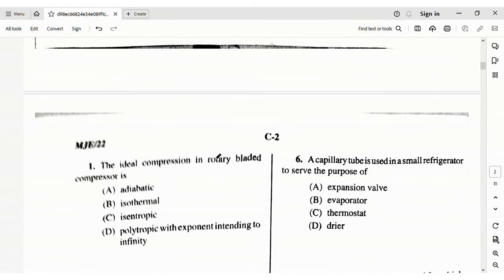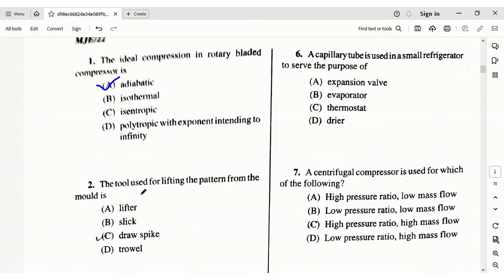The ideal compression in a rotary blade compressor is, the answer will be adiabatic. Question number 2. The tool used for lifting the pattern from the mold. So here the draw spike is the tool used for lifting the pattern from the mold.